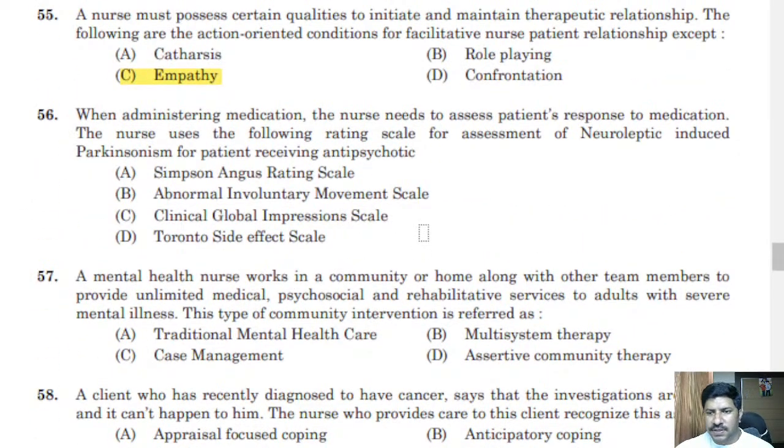Then 56th question. When administering medication, the nurse needs to assess the patient's response to medication. The nurse uses the following rating scale for assessment of neuroleptic induced Parkinsonism for a patient receiving antipsychotics. So the correct answer is Simpson-Angus rating scale. So the nurse can use the Simpson-Angus rating scale here.